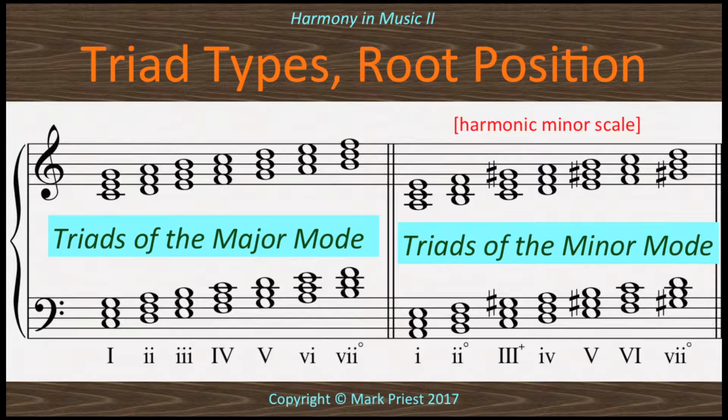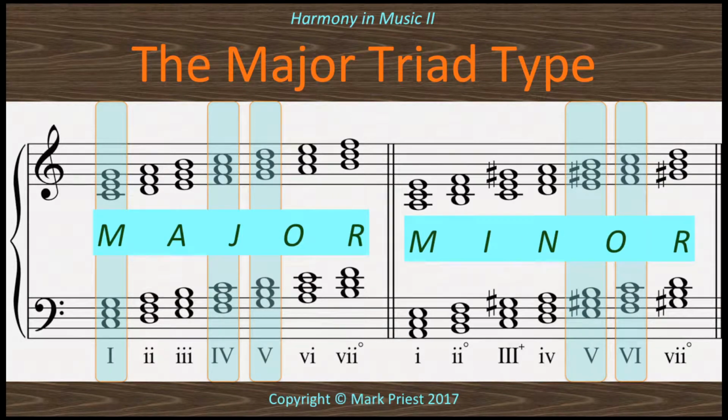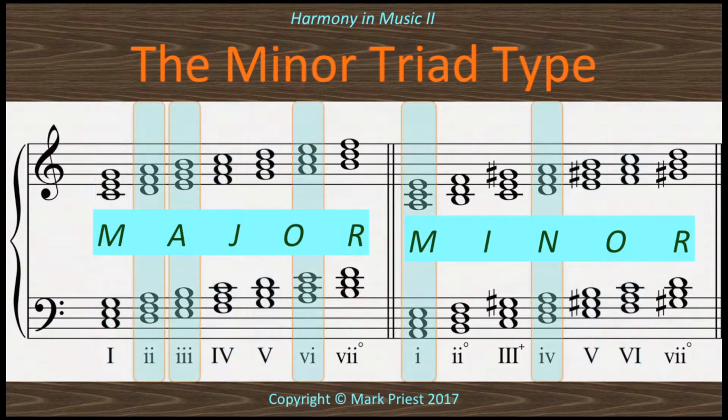Understand this. Whenever we refer to the minor mode in this theory course, we usually mean the harmonic minor scale. The major triad type is rooted on the 1st, 4th, and 5th degrees of the major scale, also the 5th and 6th degrees of the harmonic minor scale. The minor triad type is located on the 2nd, 3rd, and 6th degrees of the major scale, also on the 1st and 4th degrees of the minor scale.